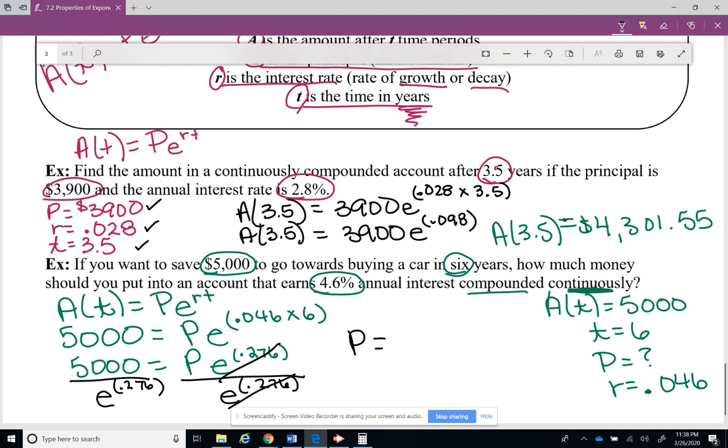So make sure you have that. So 5,000 divided by E to the 0.276. Now remember, I could have kept the 0.046 times 6 and put it in the parentheses, just like I have that in the parentheses. Either way is fine. You're going to get the same answer.